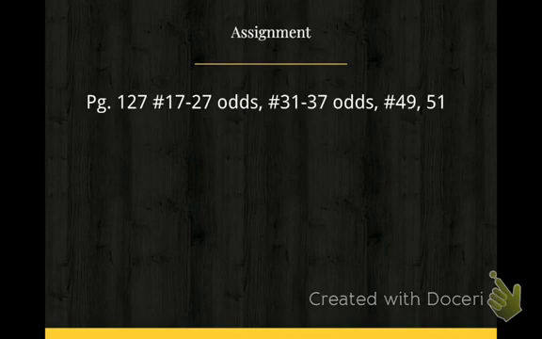So you're going to do problems 17 through 27, just the odd numbers. Then you're going to jump over to 31 through 37, just the odd numbers. And then at the end, 49 and 51. All of these are part of the assignment. There's no challenge problems today. Just go ahead and do every single thing on here. And this will be homework that is due tomorrow. So if you don't finish this in class, you will need to finish it up at home.